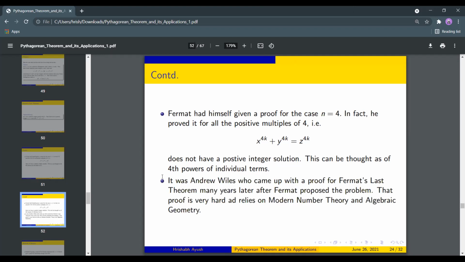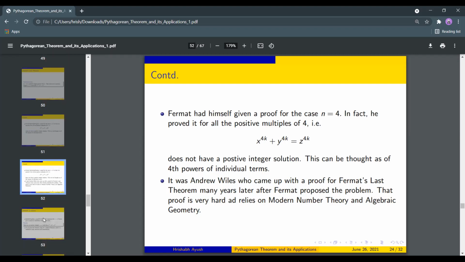So it was Andrew Wiles who came up with this proof, but he involved a lot of advanced mathematics to prove that. That was modern number theory and algebraic geometry. So you could read about that if you have some knowledge about modern number theory and algebraic geometry, but it involves a lot of higher stuff.